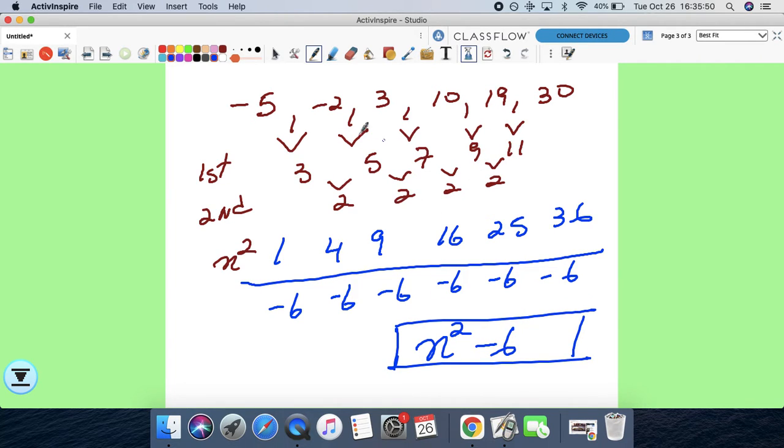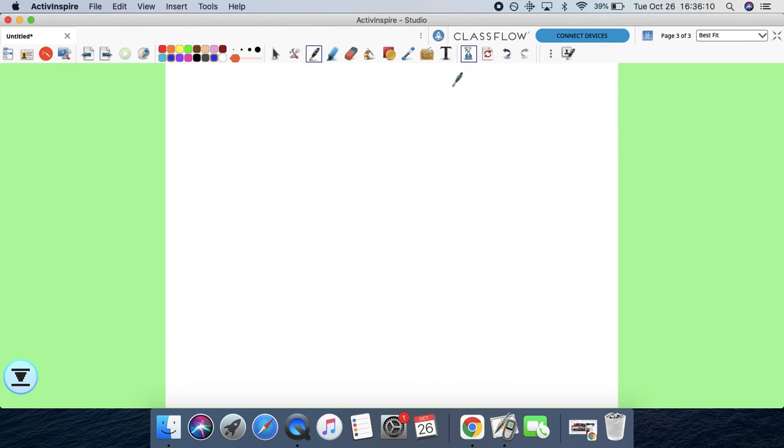So let me pick the sixth term. The sixth term tells me it's 30. The sixth term of this sequence is 30. So if I substitute 6 over here, I get 6 squared minus 6, and that indeed gives me 30. So again, double check a couple more. That's what I would do. Okay, just to confirm.